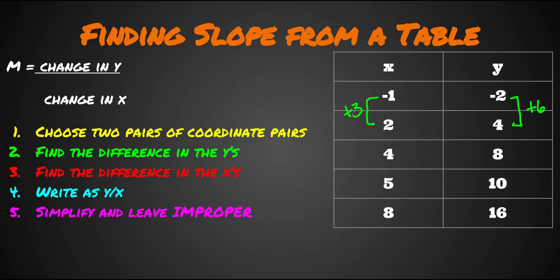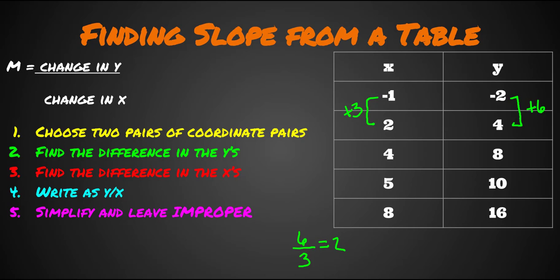My next step was to write as y over x. So I'm going to write that as 6 over 3 because my y is 6, my x is 3. Well, 6 divided by 3 when I simplify is going to be equal to 2. So a positive 2 would be my slope. Now keep in mind, when you're doing the rate, make sure you are putting the plus or the minus depending on what the difference is.